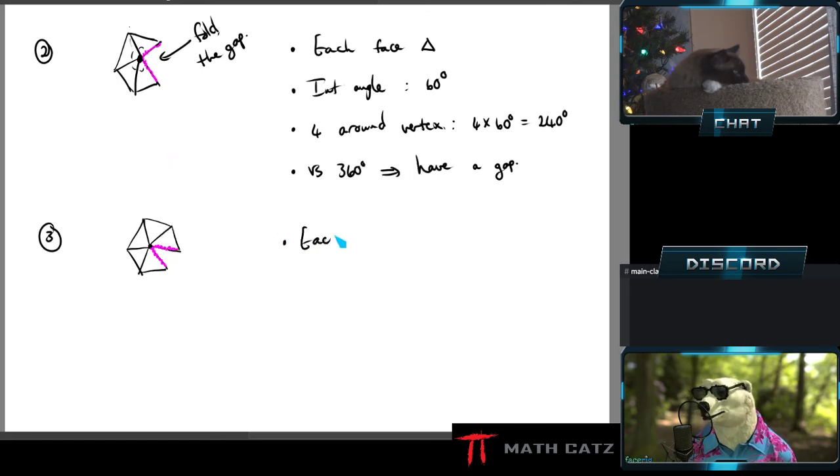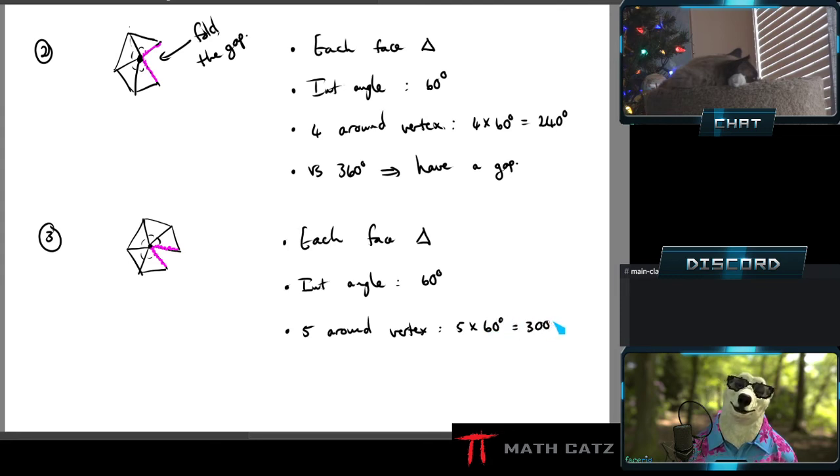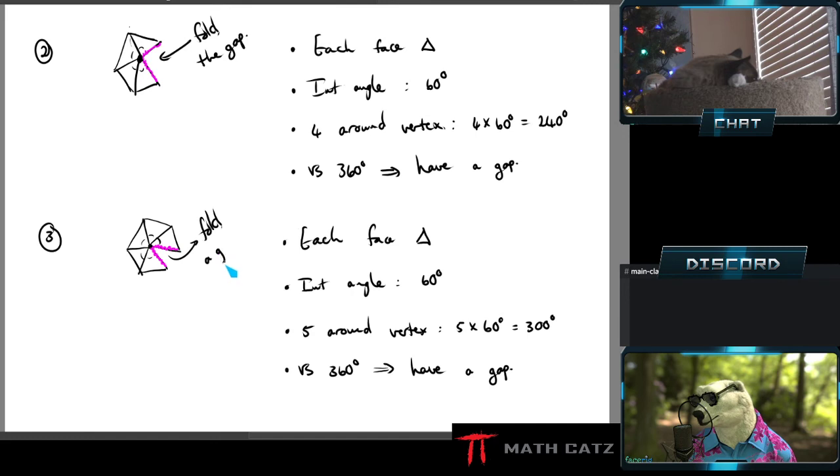Well, let's see. Each face is still going to be an equilateral triangle. My interior angle is therefore still 60 degrees, each one, 60, 60. I want to try 5 around a vertex. Oh, whoopsie, not 50. That will definitely not work. Only 5. 5 times 60 is 300. And when I compare that to my available full rotation 360, yeah, I still have a gap. Very nice. So I will have the opportunity to fold the gap. I have the space here to fold it and create a three-dimensional shape.